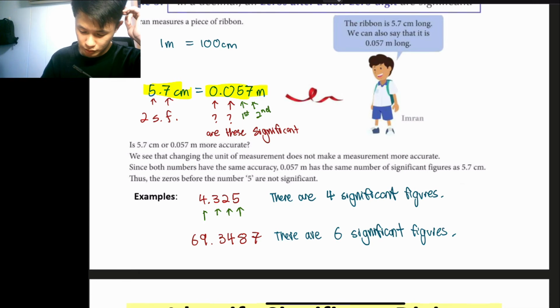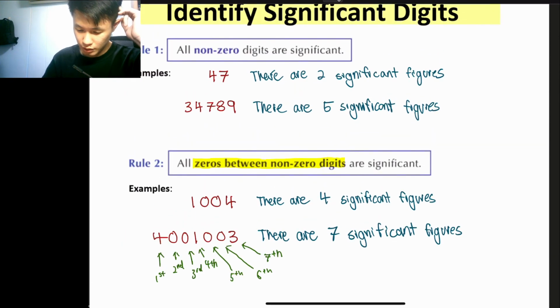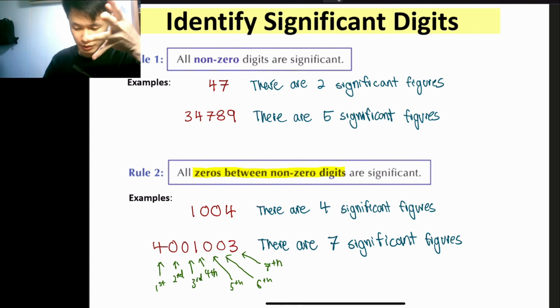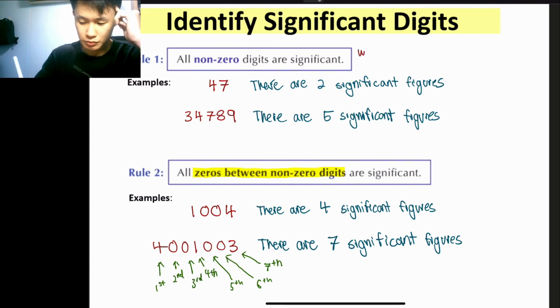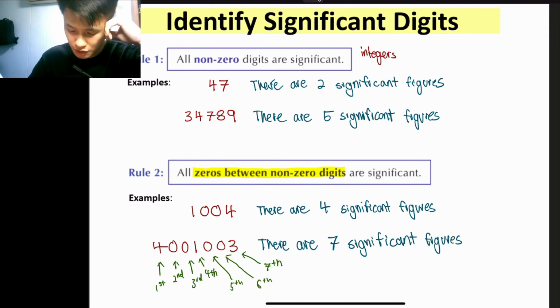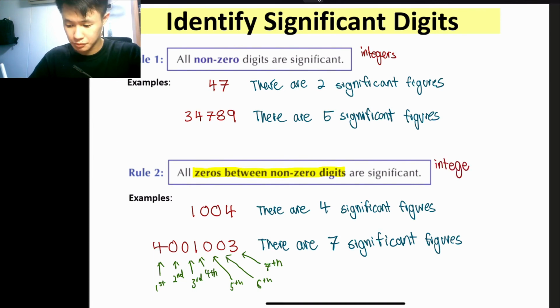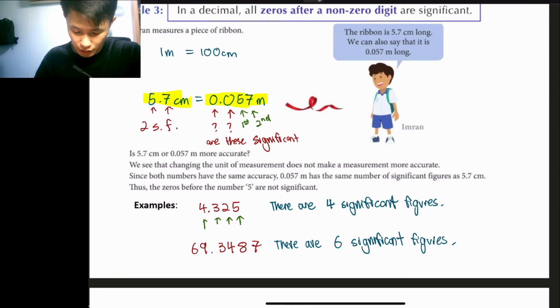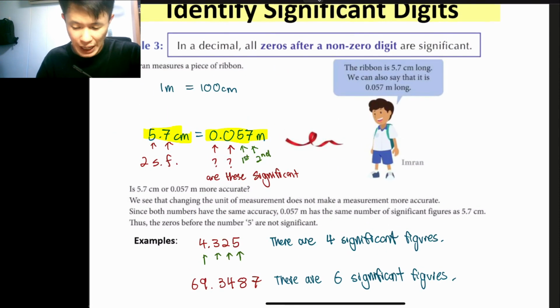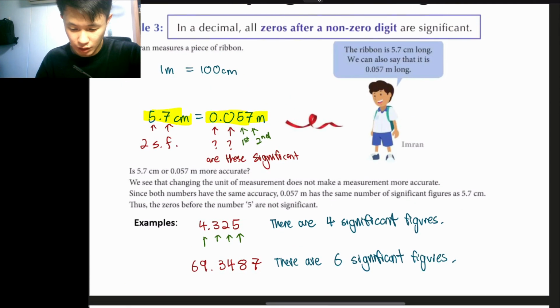Okay, so that's rule number 3. Rule number 1 is that all non-zero digits are significant, pertaining to integers. And all zeros between non-zero digits are significant. This is also pertaining to integers. Next we have: all zeros after a non-zero digit are significant.